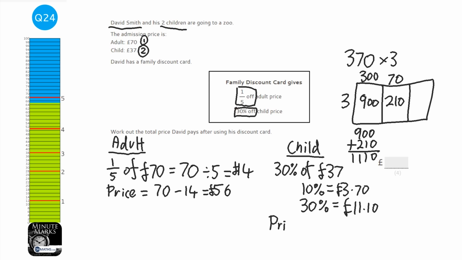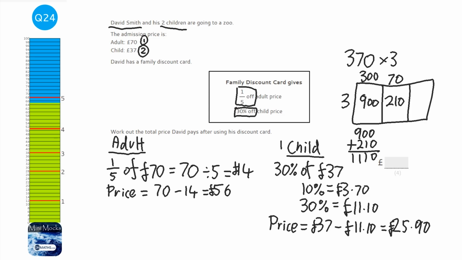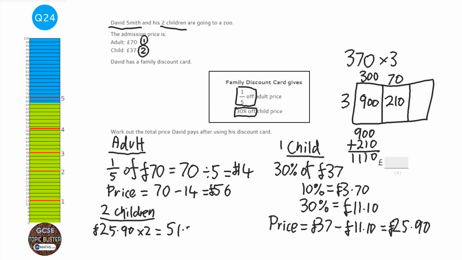And so we want to work out the price. So it's going to be £37, take away £11.10. So if you take away 10 it's 27, take away 1 is 26, take away 10p is £25.90. Now that's for one child. So if I want 2 children, I want to do £25.90 times 2. Now I know 25 times 2 is 50, 90 times 2 is £1.80, so that's going to be £51.80.